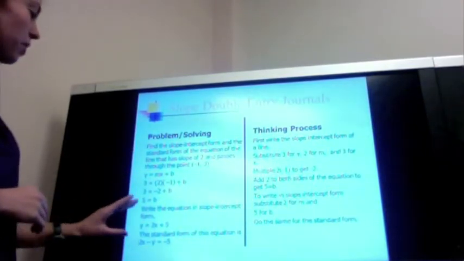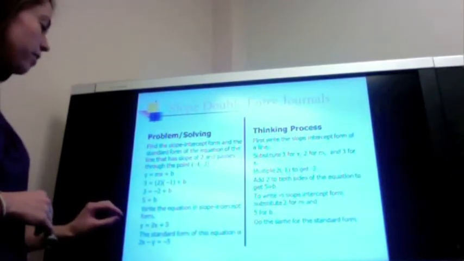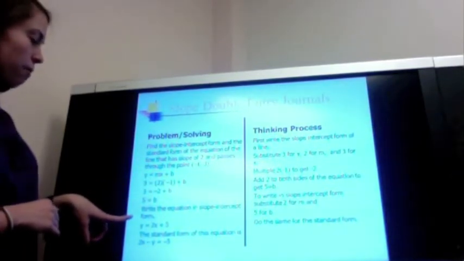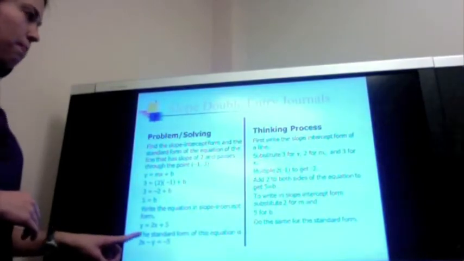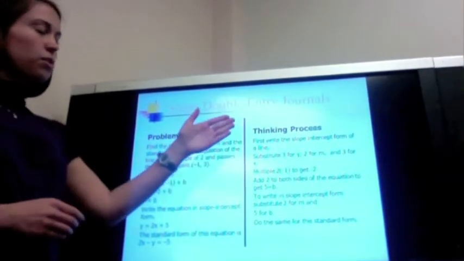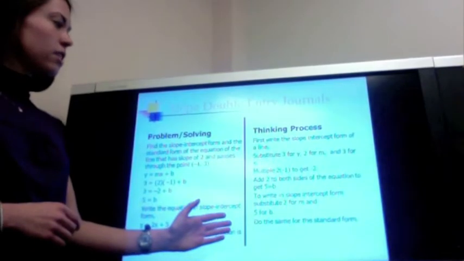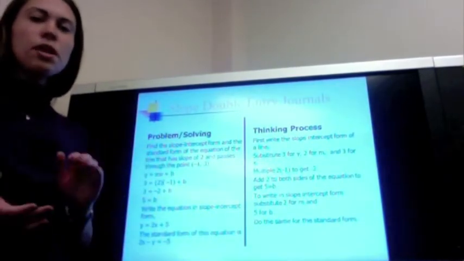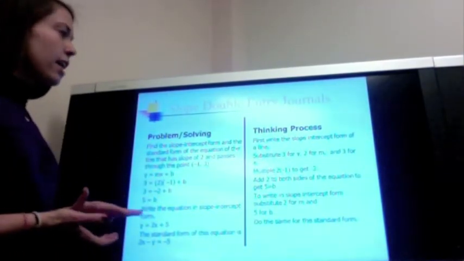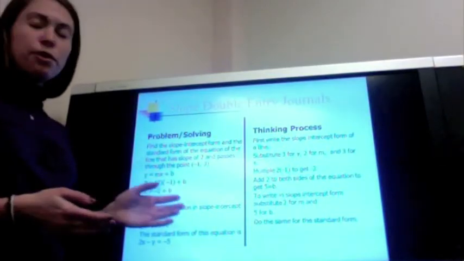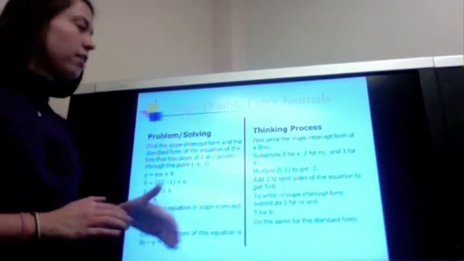So the students wrote out their work here and then had their final equation for slope intercept form and also the standard form. And then on the right side, the students give their thinking process. So they can say if they substitute, multiply, divide, add, and then if they have any helpful hints to solve the problem, they can write it out on this column.